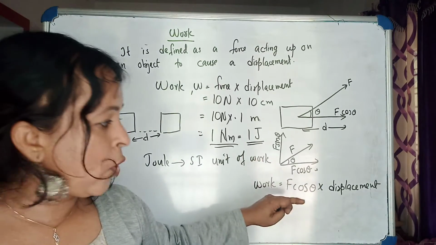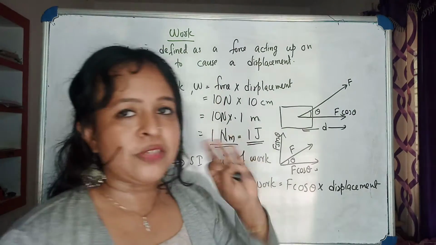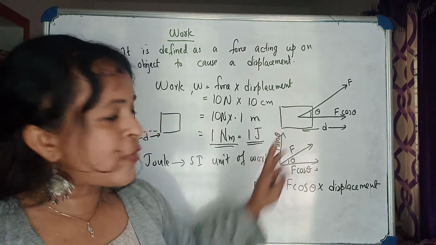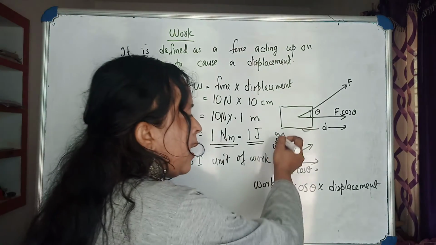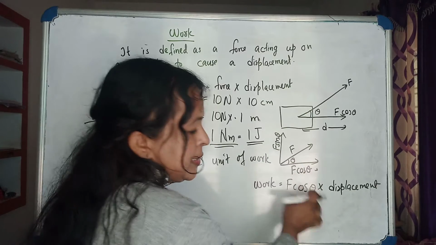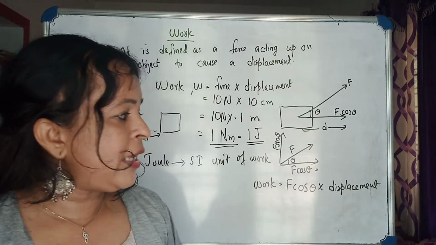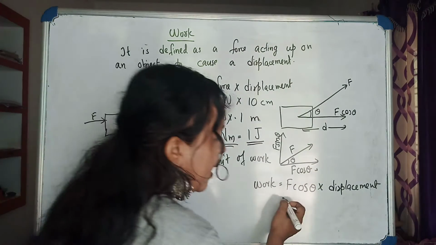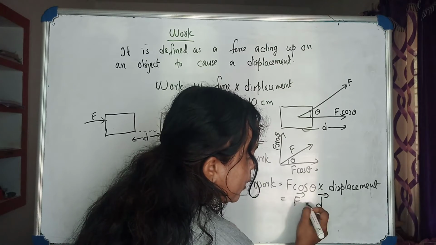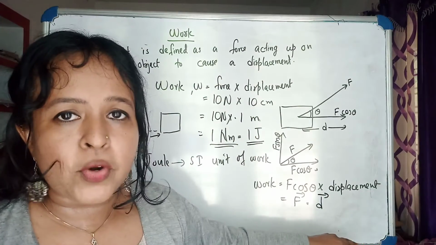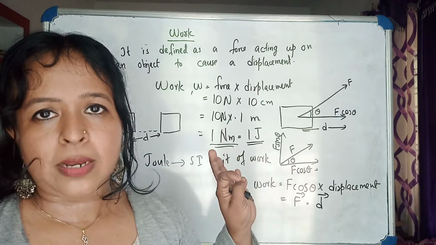What is F cos theta? F cos theta is the force acting along the displacement. And what about F sin theta? F sin theta has no effect on the displacement. Therefore, we cannot multiply F sin theta here. Then the work is equal to F cos theta into displacement. In higher standards it can also be written as F dot D. Dot product means it is a scalar product. Dot product means there is a cos theta involved in this equation.